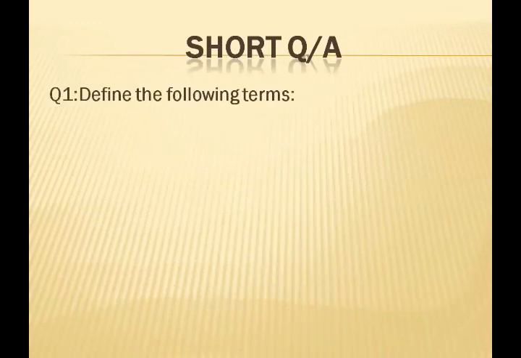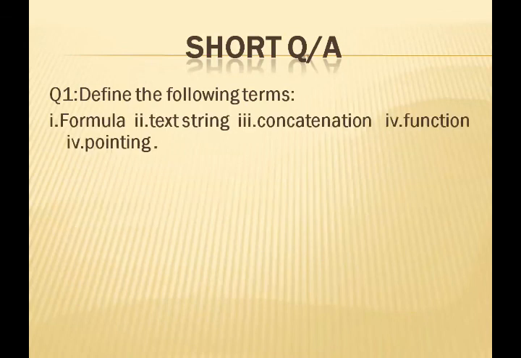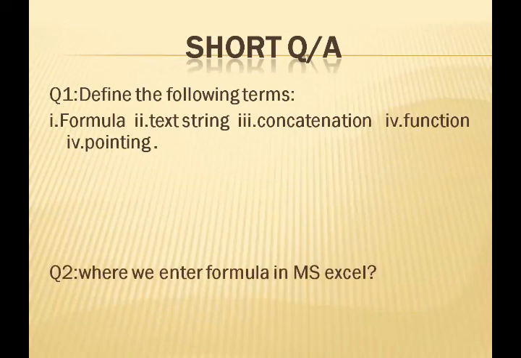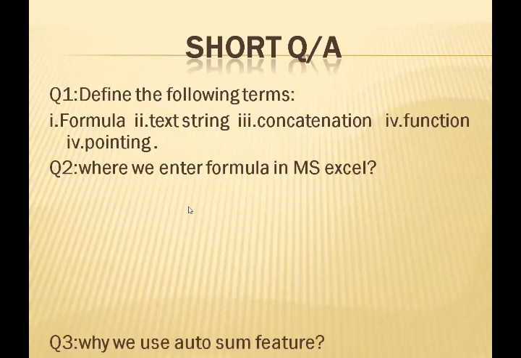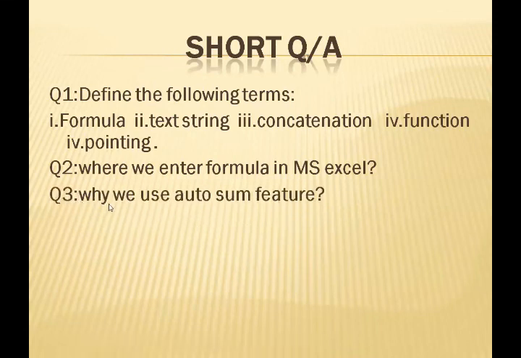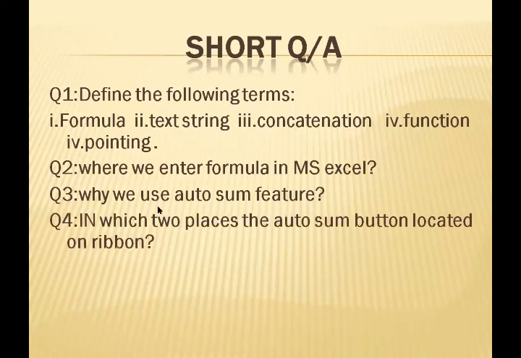Now short question answers. Number 1 question is, define the following terms: formulas, text string, concatenation, function, and pointing. This answer is also present in your book in tricky terms, so you will get the answer from there. Number 2, where do we enter a formula in MS Excel? You will also get this answer from your book. Question number 3, why do we use the auto sum feature? This answer is also present in your book. In which two places is the auto sum button located on the ribbon?